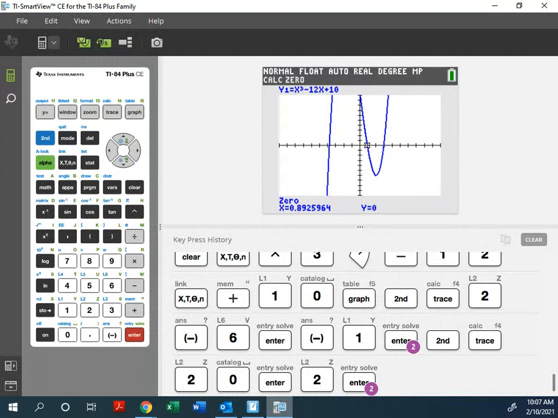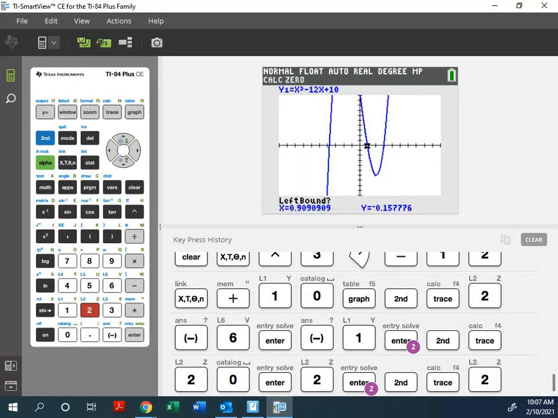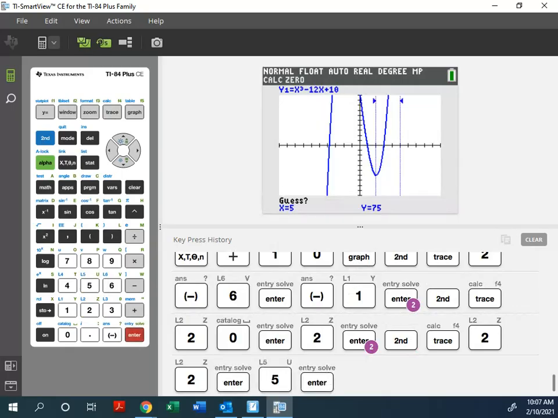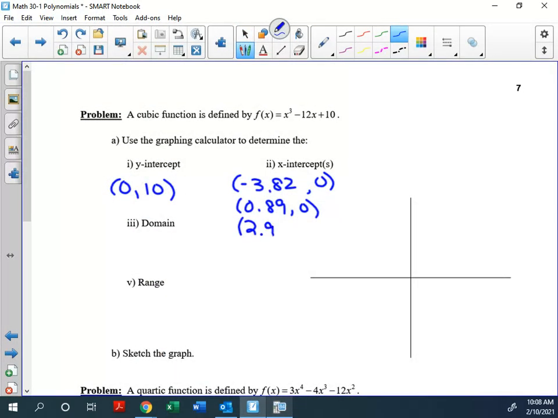For my last one, it looks like it's 3, which tells me that 2 is to the left of it, 5 is to the right of it. 2.93. All right, so now we've got 10, we've got our -3.82, we've got our 0.89, and we've got our 2.93. Looking good.